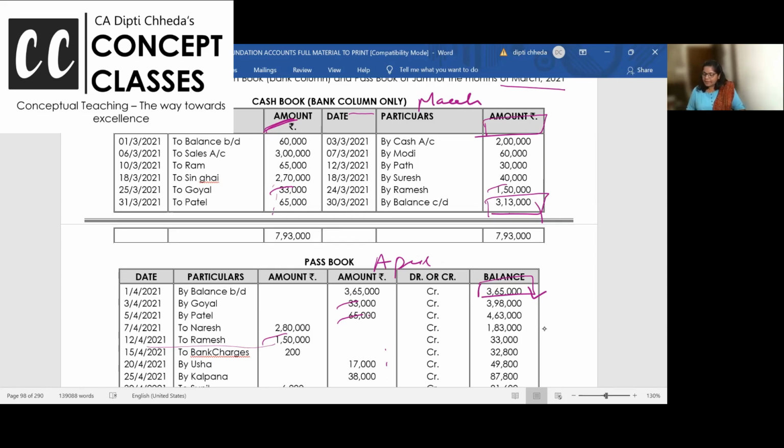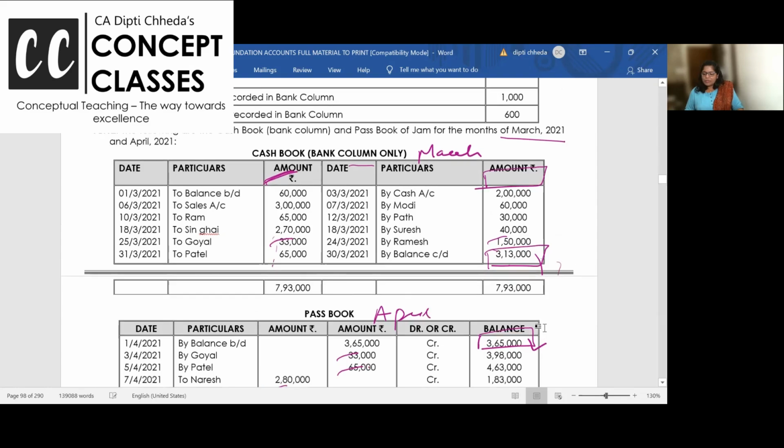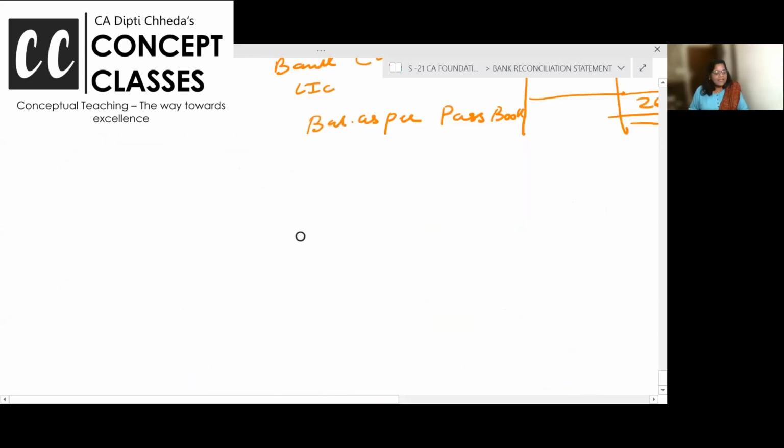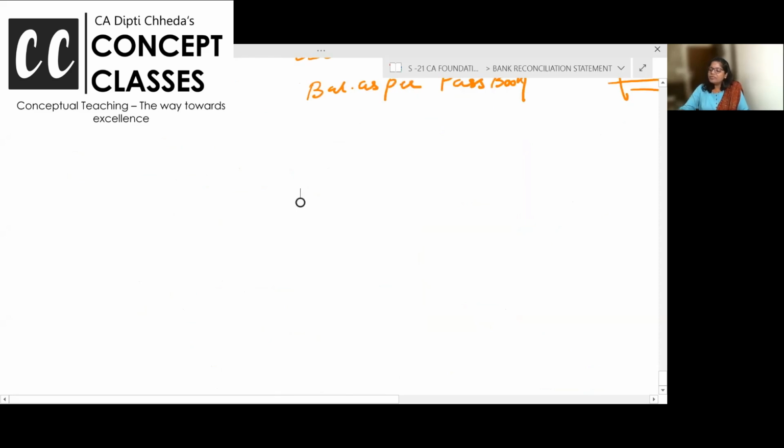ठीक है, clear है? चलो. March balance closing is 313 in our books, but in the passbook, opening balance of 1st April is 365. That should also be 313, no? Why this difference is coming? That we are going to check up. Reconcile the balance as on 31st of March. Nice problems they are. So right now, let us do 15th के बाद 12th problem.